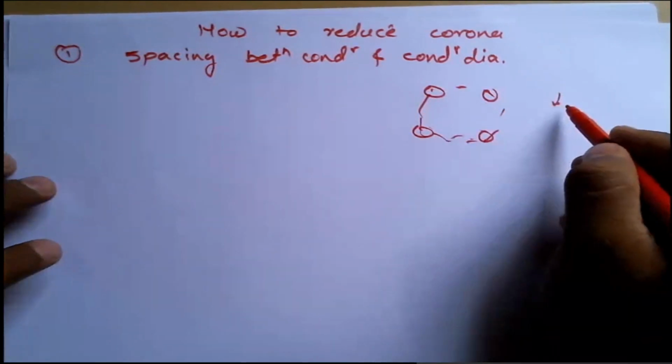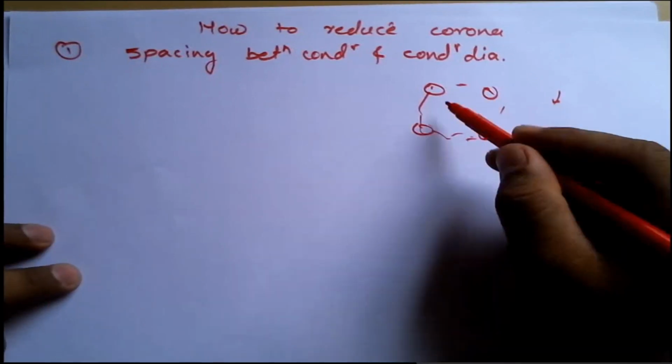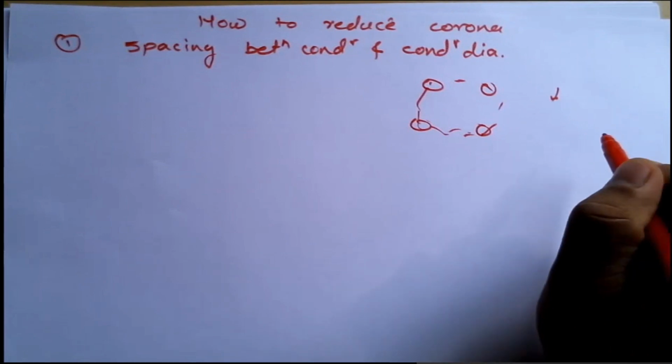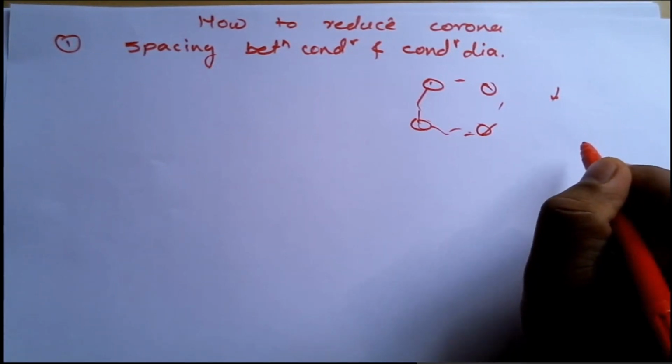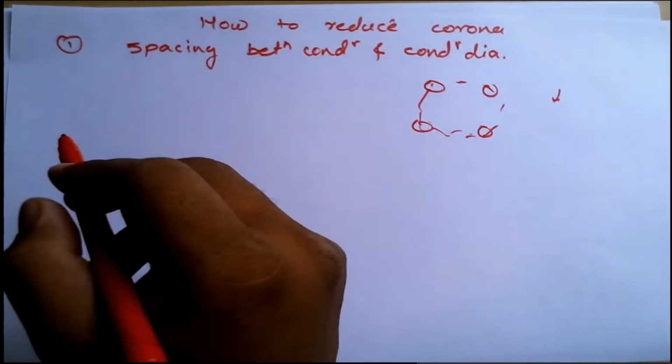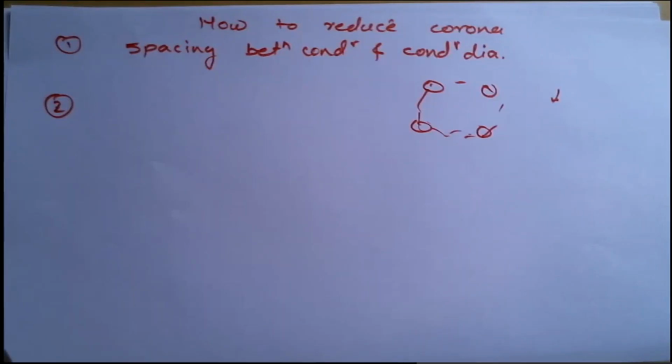Okay, so why does this conductor spacing decrease it? See, in the previous unit we have seen the voltage gradient. So if you consider the bundle conductor, the voltage gradient in that case is very less, and it leads to a decrease in corona loss. Second point, see, if operating voltage increases, what will happen?